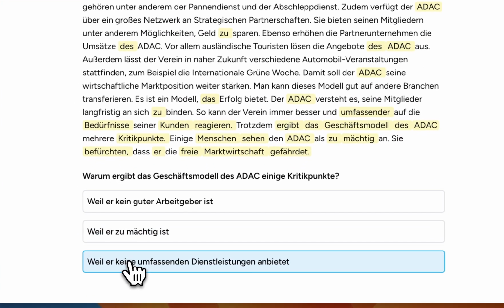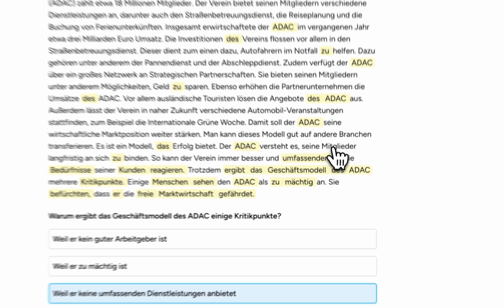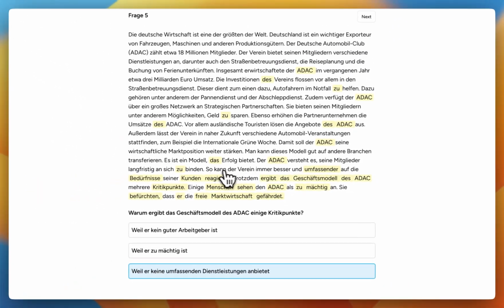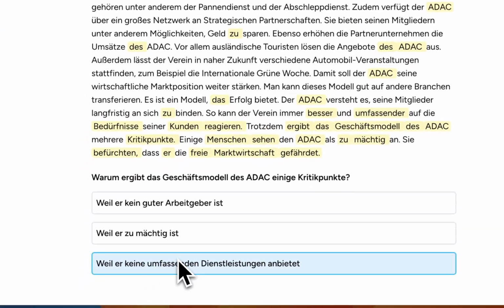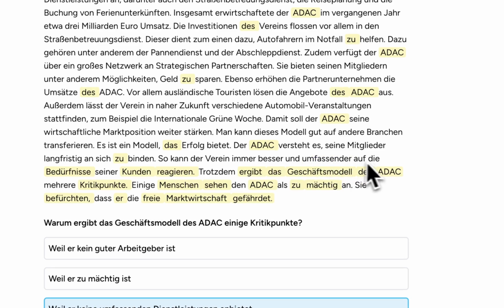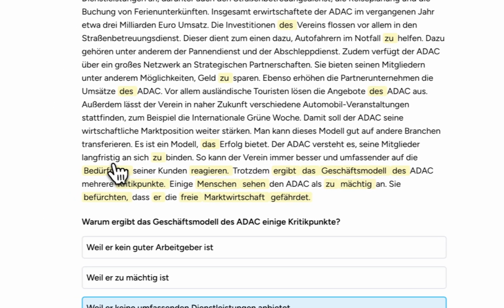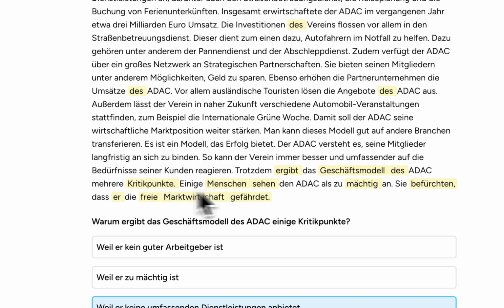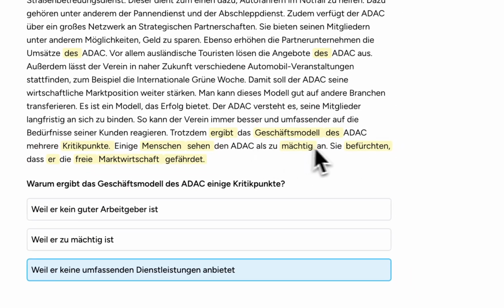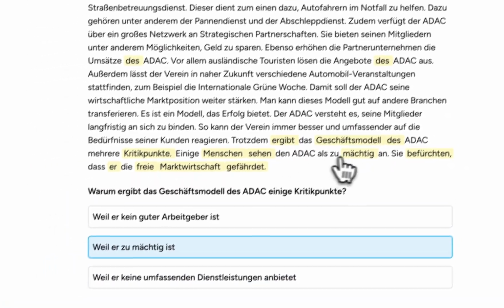Why isn't it this? Kein Umfassung. So it seems that they are giving besser and Umfassung. So this is both, right? So we don't want that. What we want really is a Gesellschaft model, which is a Kritikpunkt and so macht ich an.